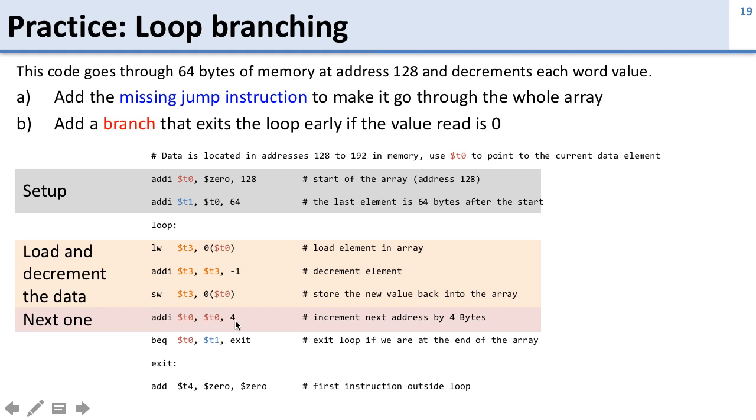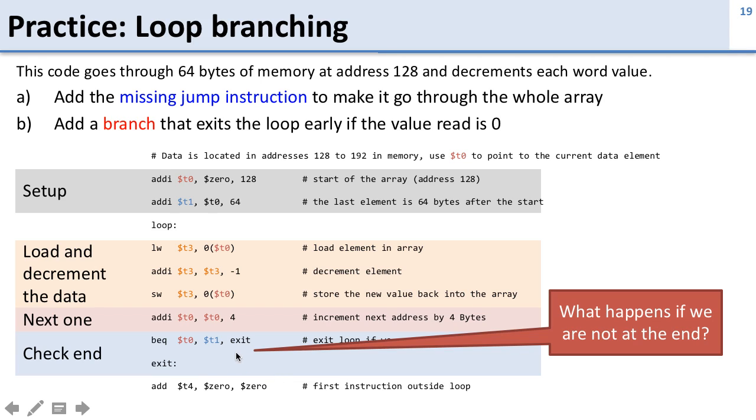Then we're going to go on to the next one. We're going to take our address and add 4. And finally, we're going to check if our address is at the end, and if it is, we go to exit. Now, what happens if we're at exit? We're here, but we're not at the end. So if branch equals is not true, we're going to go ahead and exit anyways. So this is where we need to put in a jump that'll bring us back.